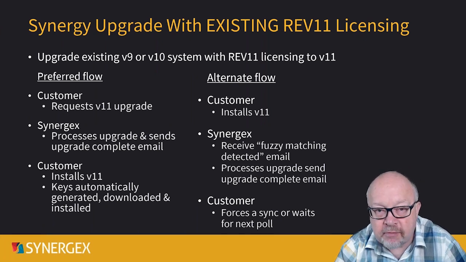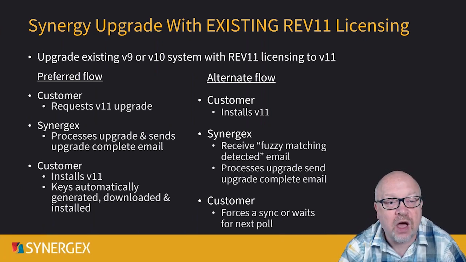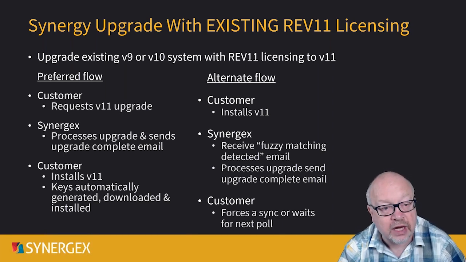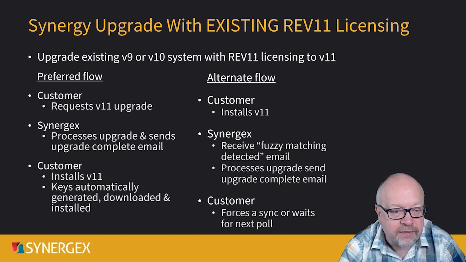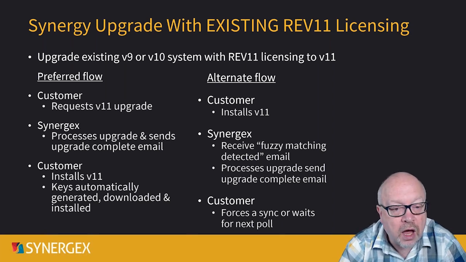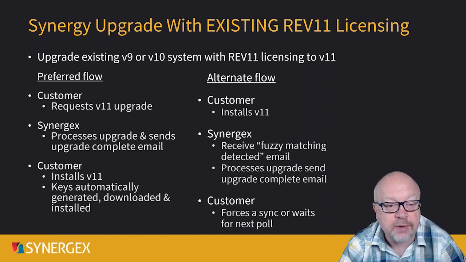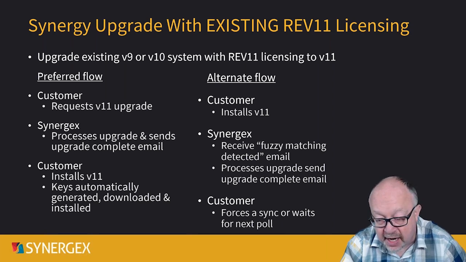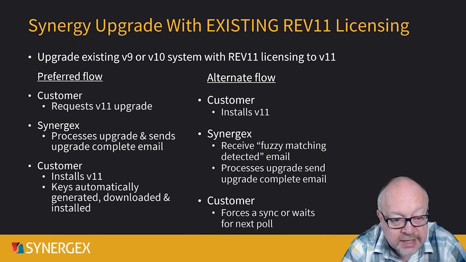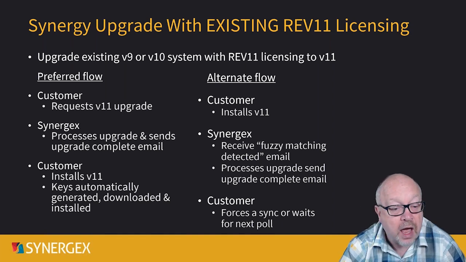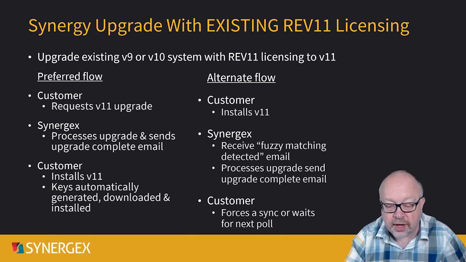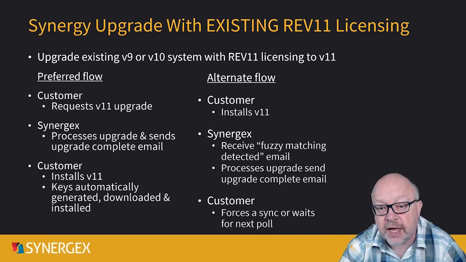Synergy upgrade with existing REV11. This is the one I tried to start talking to a moment ago. So this is saying you've got an existing version 9 or 10 system that you've already applied the license update package to, so you're already running REV11 licensing. Then again, you've got a couple of options. The first option is the smoother option. If you tell us ahead of time that you're going to be upgrading that license, then customer services will process that upgrade and tag the license as now a version 11 license. You'll receive that upgrade complete email, and you just install version 11, and automatically things will synchronize. And after your installation, if you look at the LMU output, you should have your version 11 keys.